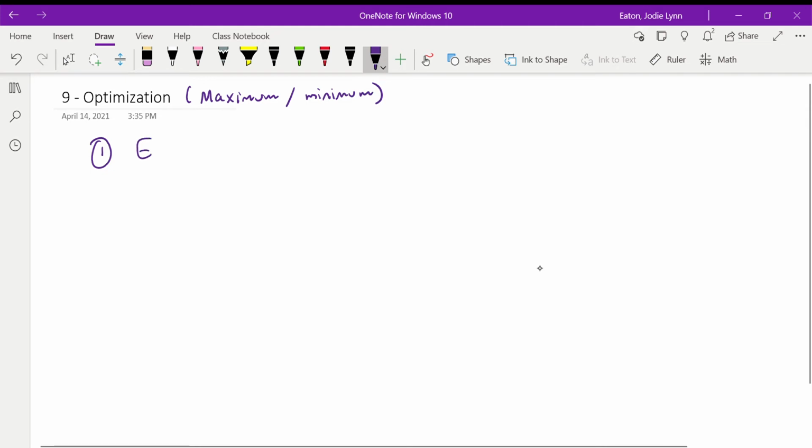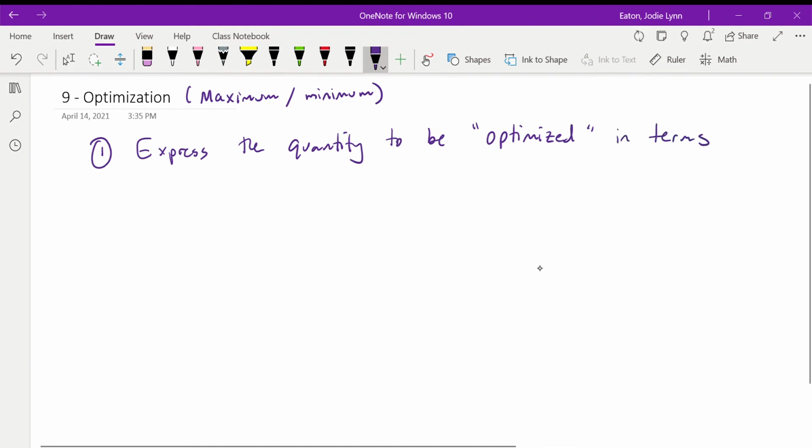First, we're going to express the quantity to be optimized in terms of only one unknown. So only one unknown quantity. The quantity you're going to optimize, you want the other side of your equation only to have one variable.